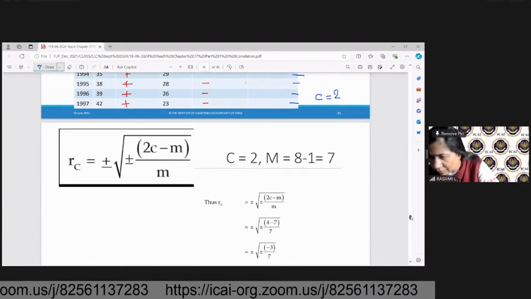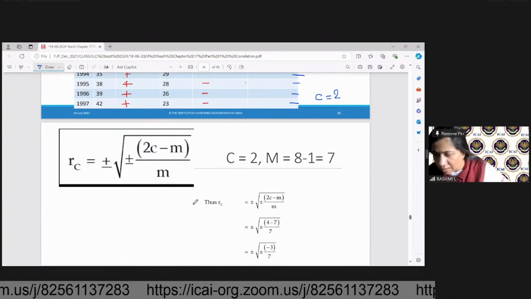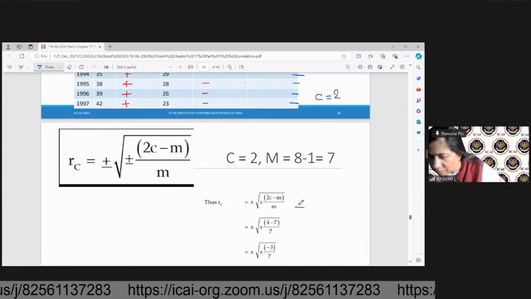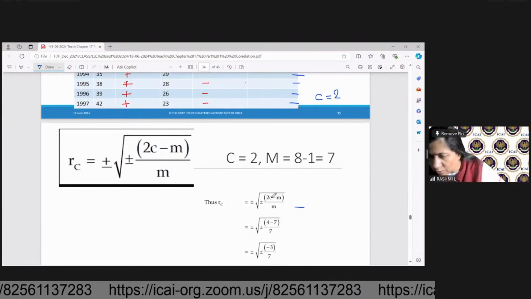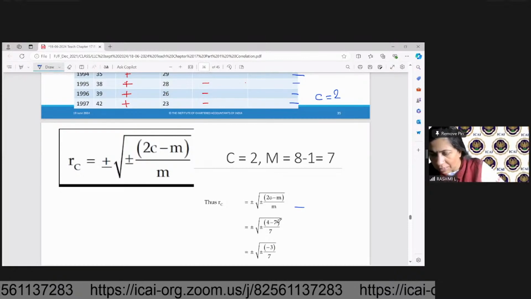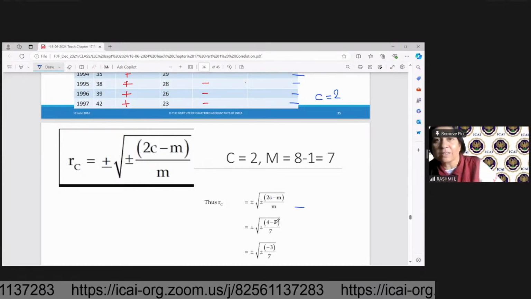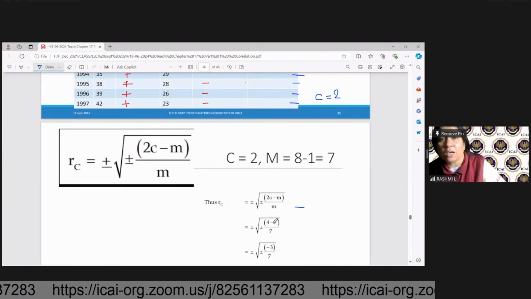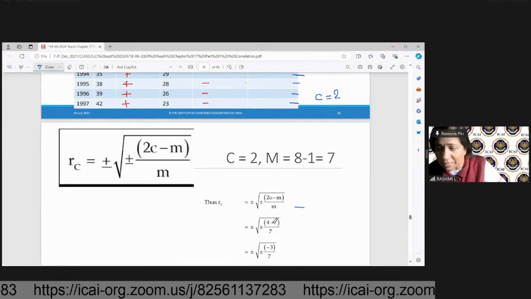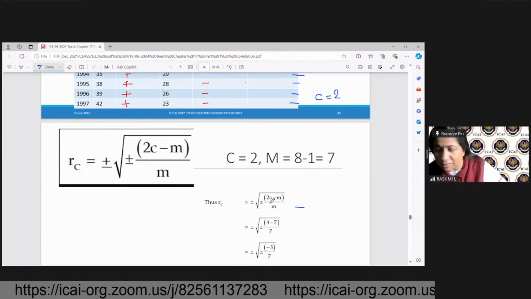So what we have done here is, C is 2. So I have 2 into 2, 4. 4 minus 7. Now 4 minus 7 is minus 3. Now I cannot find the square root of minus 3 and therefore this plus or minus sign is there.